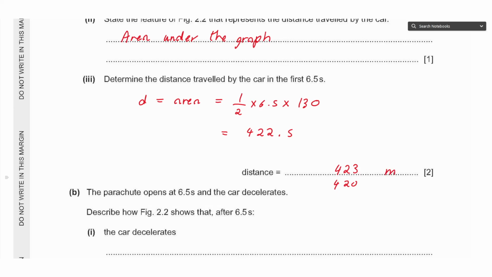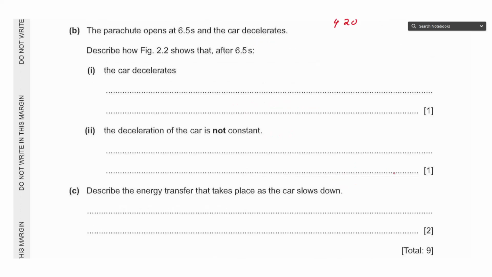Since the speed was in meters per second. Part B says the parachute opens at 6.5 seconds and the car decelerates. Describe how figure 2.2 shows that after 6.5 seconds. So the curve was going this way, so decreasing value on the y-axis, or the line has a negative gradient. So that's what I'm going to write here, negative gradient.